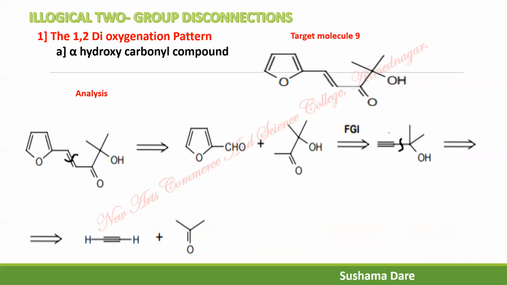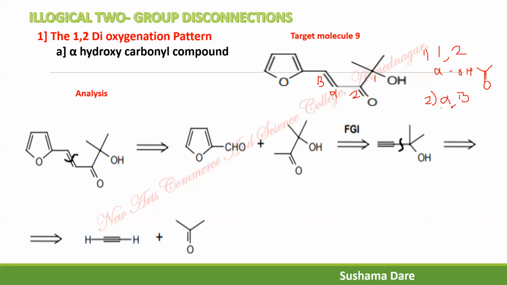Now look at this target molecule and see how many different functional groups are there. The first functional group is the hydroxy, so it is number 1. So one relation is that it is 1,2 dioxygenated; among that it is an alpha hydroxycarbonyl compound. Which is the other relation? The other relation is the alpha beta unsaturated carbonyl compound. So this is an alpha carbon, this one is the beta carbon. So the first relation is 1,2, and the second relation is alpha beta unsaturated carbonyl compound.